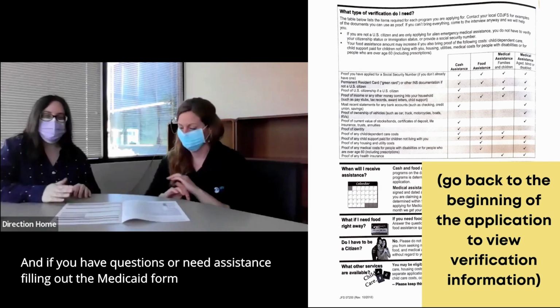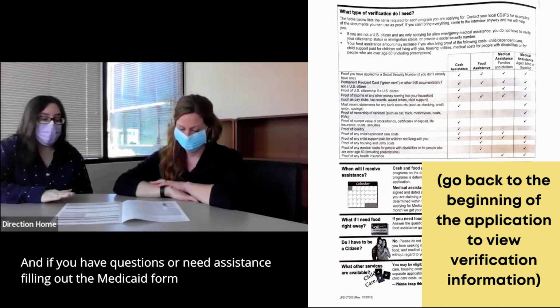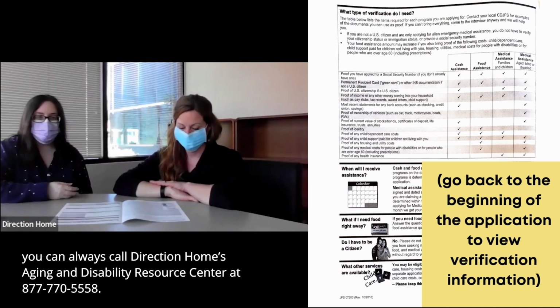And if you have any questions or need assistance filling out the Medicaid form, you can always call Direction Home's Aging and Disability Resource Center at 877-770-5558.